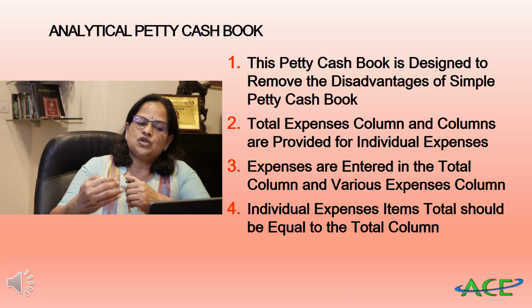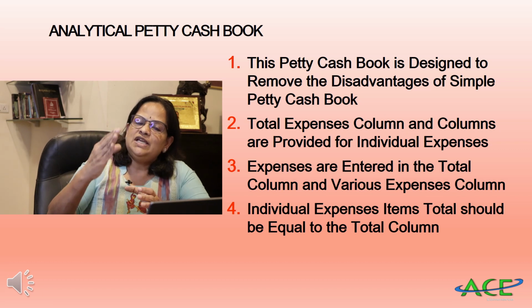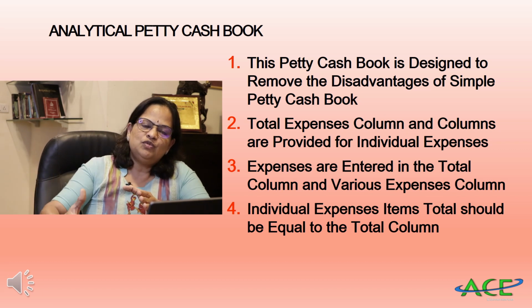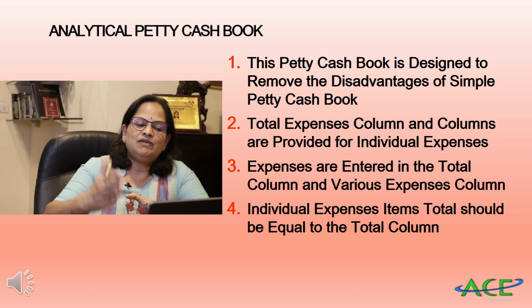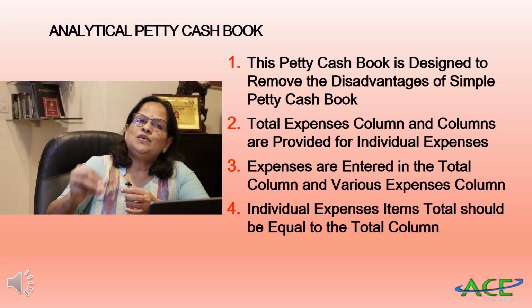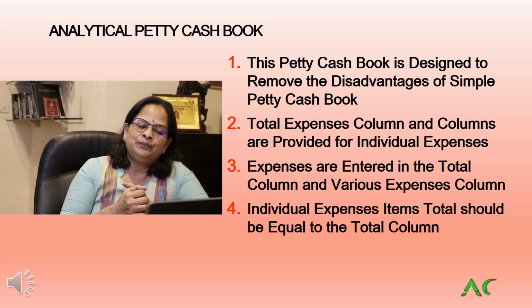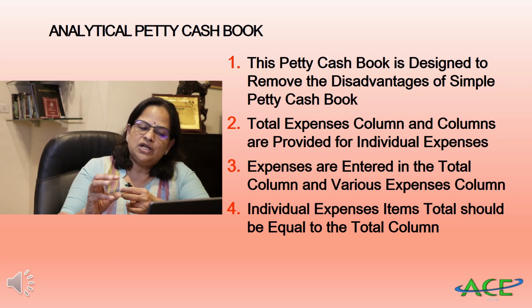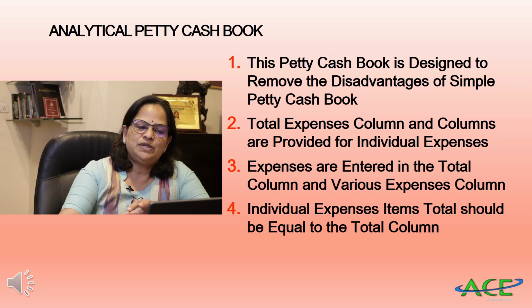Now a total expense column is there plus individual items are also there. Xerox will be there, stationery will be there, everything. When you see the format, you can see that. Now expenses are entered in the total column as well as in the individual expenses column. Now the individual expense column total should be equal to the total expense column.